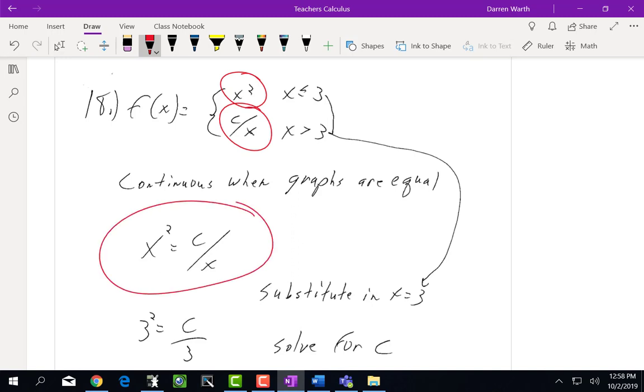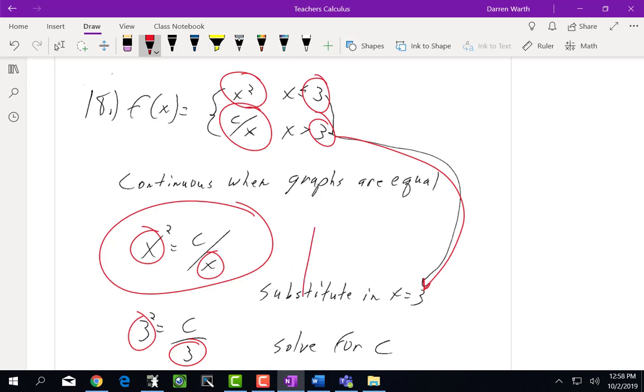I set my x squared equal to my c over x. Now notice, to find my constant c, to find out what the value of c would be, here's my x values right here, 3 and 3. So I'm just going to go ahead and substitute those into my equation. So substituting in my 3 in place of my x, I get 3 squared, and placing there, I get all over c over 3.